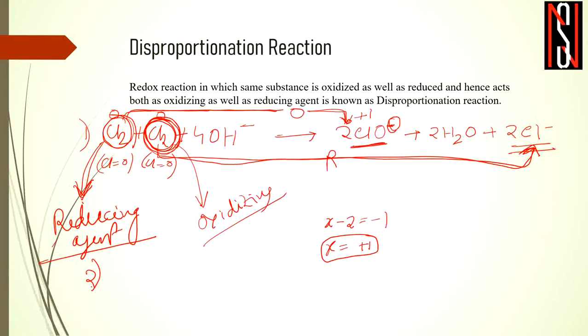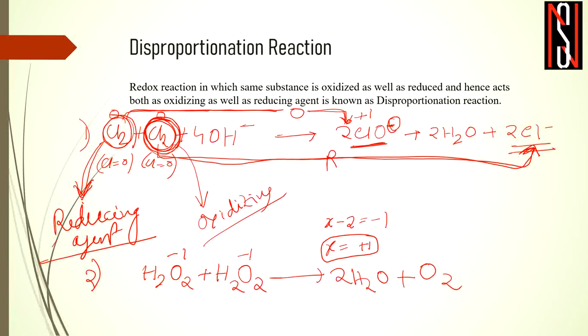We can take another example, like H2O2 reacting with another H2O2 to be converted to water plus O2. Now you have to calculate the oxidation state of oxygen. Here the oxidation state of oxygen is -1 in both of the H2O2, but in H2O the oxidation state of oxygen is -2, whereas in molecular oxygen the oxidation state of oxygen would be 0. So now, which one is the oxidation process and which one is the reduction process?